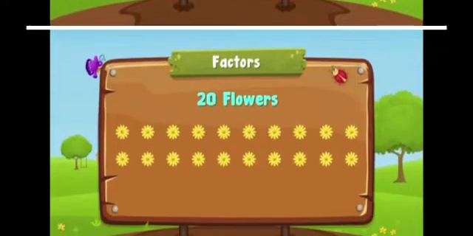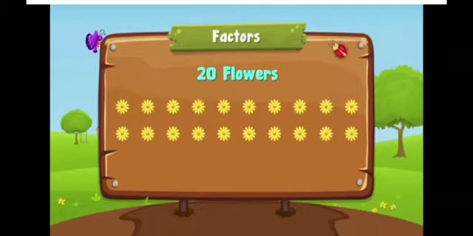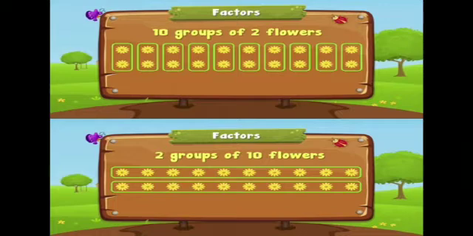We can go to an example. Look here, there are 20 flowers. Can you make groups of flowers without leaving any remainder? Let us check. Here, in one group, 2 flowers. How many groups can we make using these 20 flowers? Yes, we can make 10 groups of 2 flowers. Is there any flower left here? No, there is no flower left. So we can make 10 groups of 2 flowers.